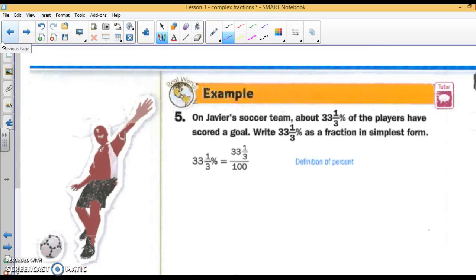This one. On Xavier's soccer team, 33 1/3% of the players have scored a goal. Write 33 1/3% as a fraction in simplest form. You need to remember that every percent is written as a fraction out of 100. So 33 1/3 out of 100. And if you punch that into your calculator, you are going to get 1/3. So you're going to do 33 1/3 divided by 100 gives you 1/3.